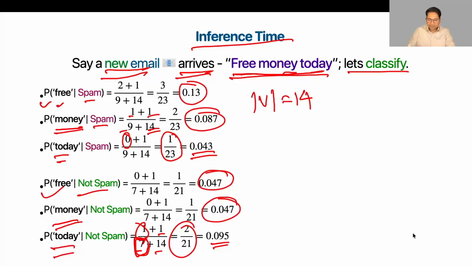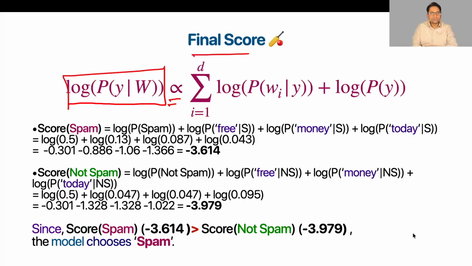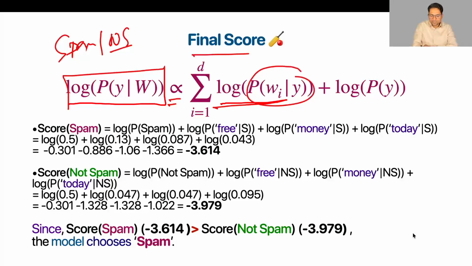And now we'll take the log of all the probabilities. So the final score, the log of the probability that we want to find, is proportional to the log of the probability for both classes, spam and not spam. And since log is monotonically increasing, whichever is higher, that will assign the final label to the email that we have got. So it's proportional to the sum of the logs of all the probabilities of the words plus the log of the class prior, whatever class it belongs to.